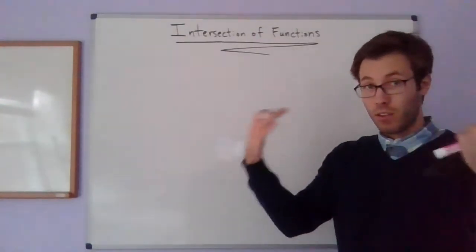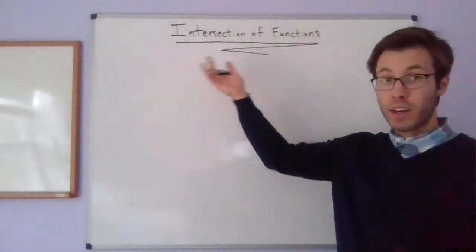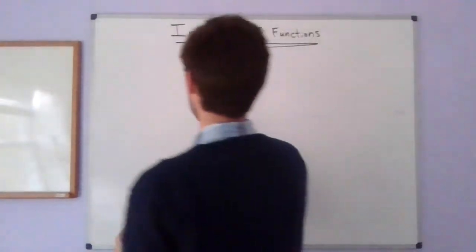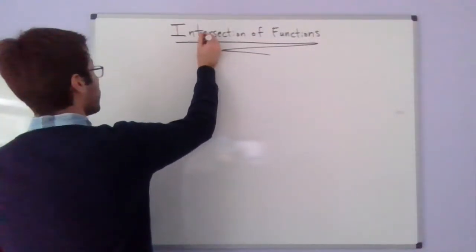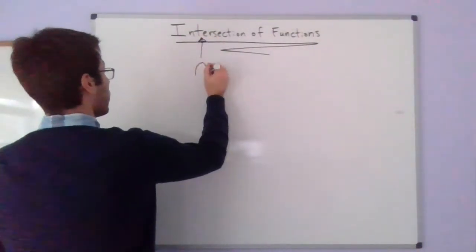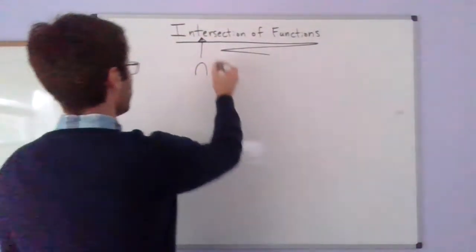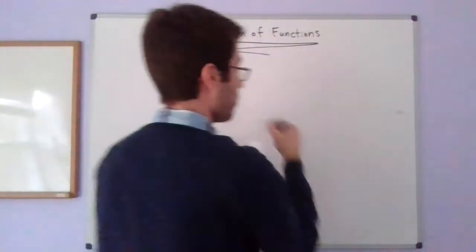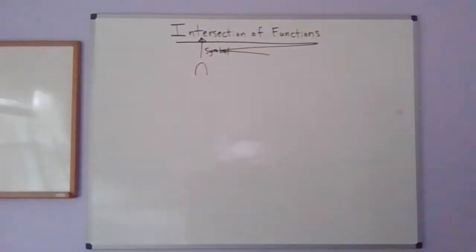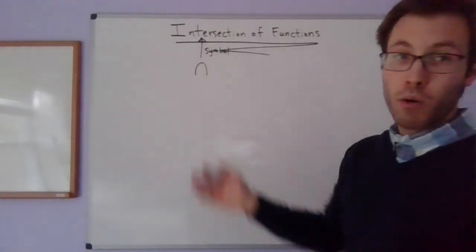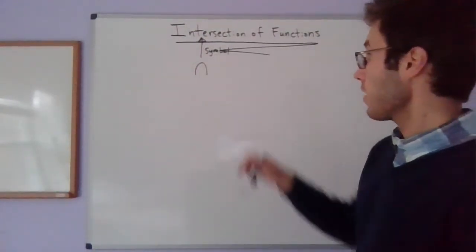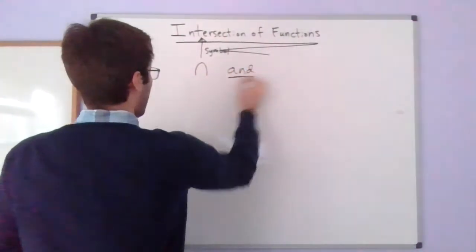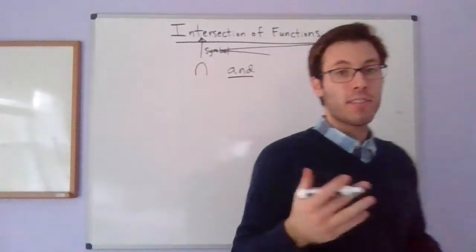The whole idea is that the word intersection comes from set theory. And the symbol in set theory that we use is a rainbow. So its symbol is this. It's just a rainbow. And whenever you see that intersection symbol, you think of the word and. The word and in logic has a very specific meaning.